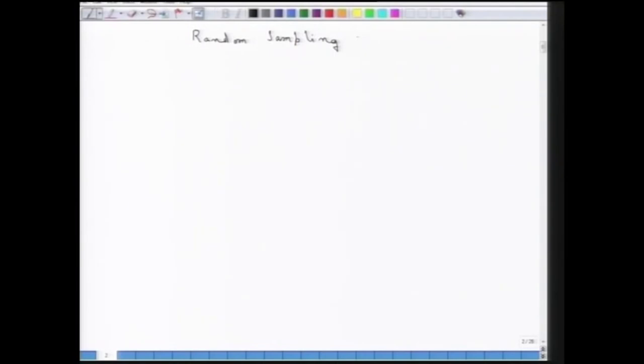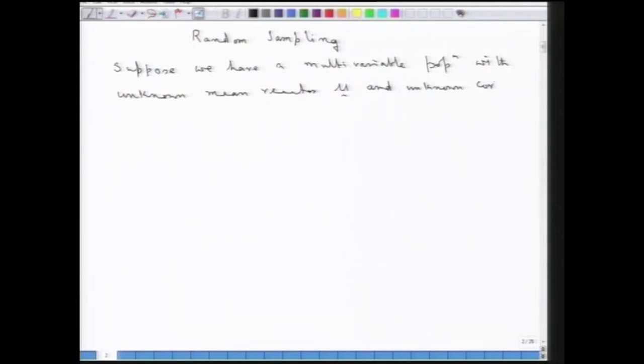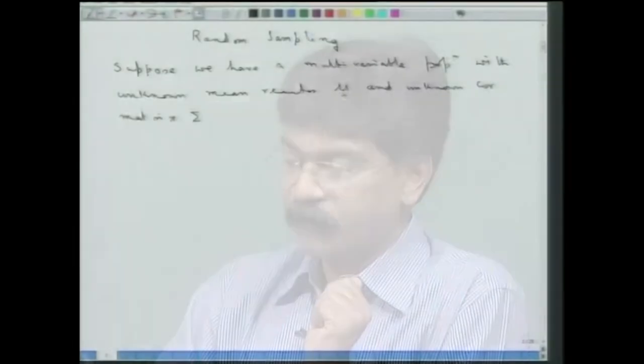Now, random sampling from a multivariate distribution: what is basically the need of this random sampling? Suppose we have a multivariable population with unknown mean vector mu, which is p by 1, and unknown covariance matrix sigma. For all practical purposes, when we are considering a multivariate population, these two quantities, the mean vector mu and the covariance matrix sigma, are unknown.